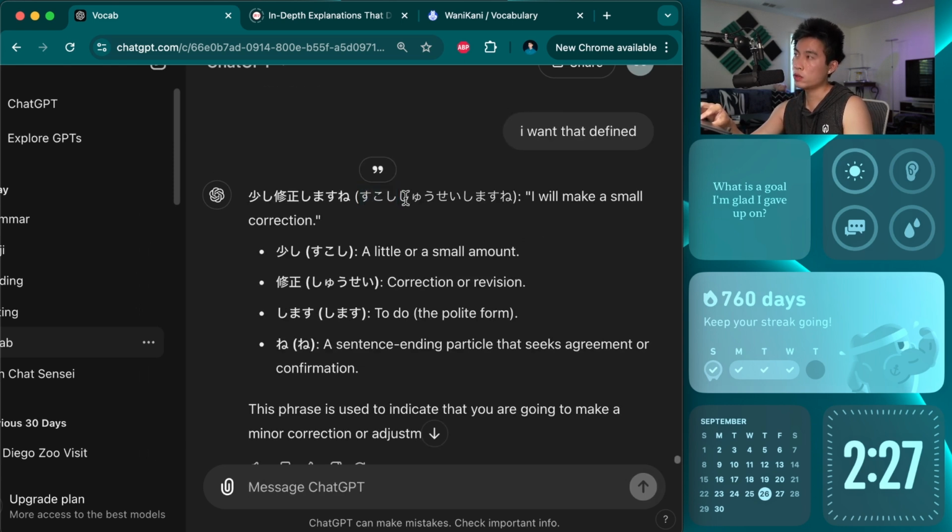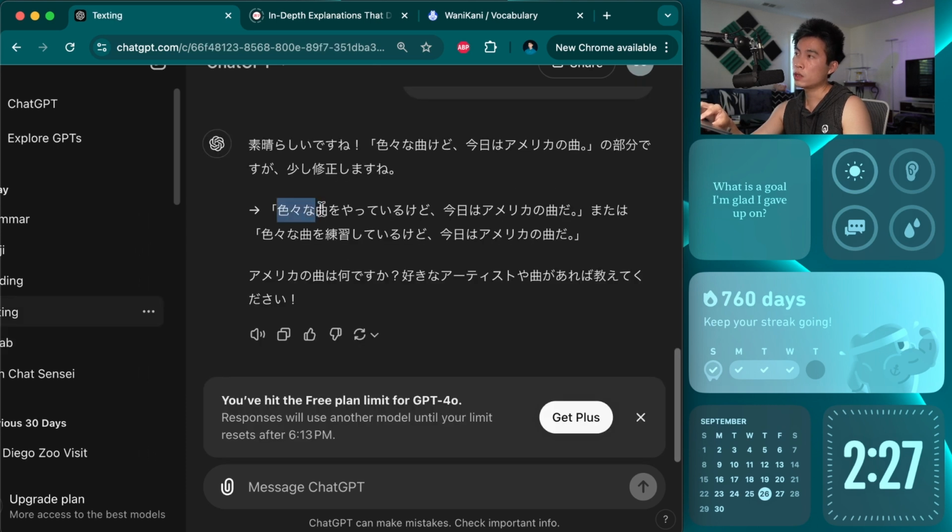少し修正しますね。いろいろな曲をやっているけど、今日はアメリカの曲だ。またはいろいろな曲を練習してるけど、今日はアメリカの曲だ。I've been told by one of the senseis from language school that nobody really actually says da very often.